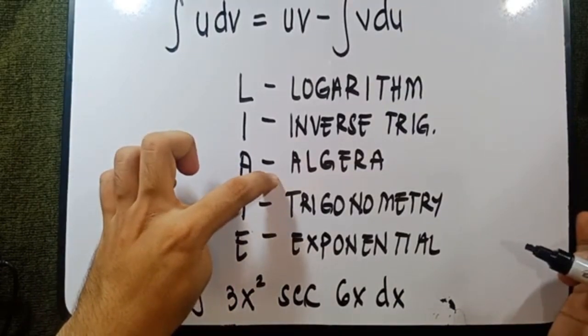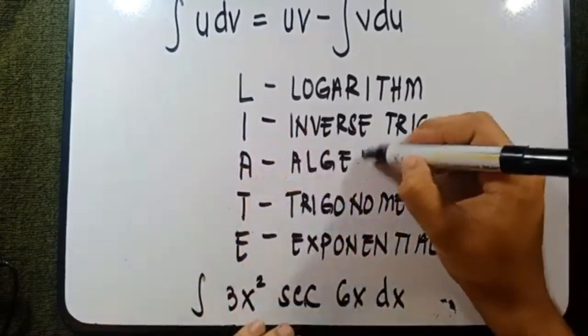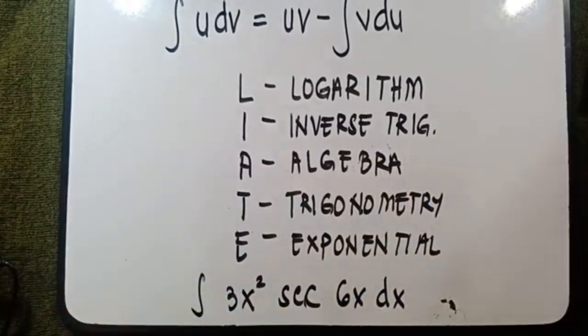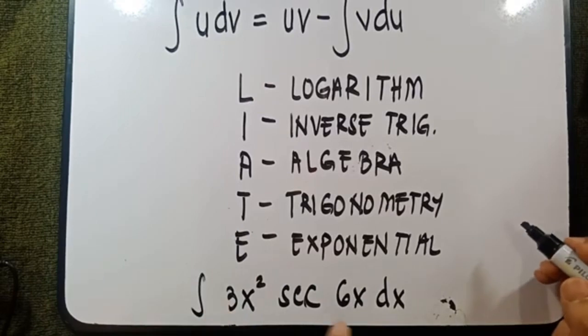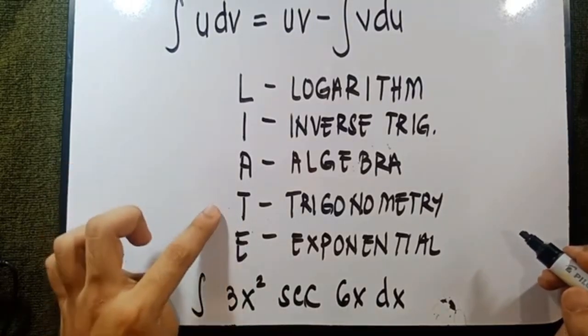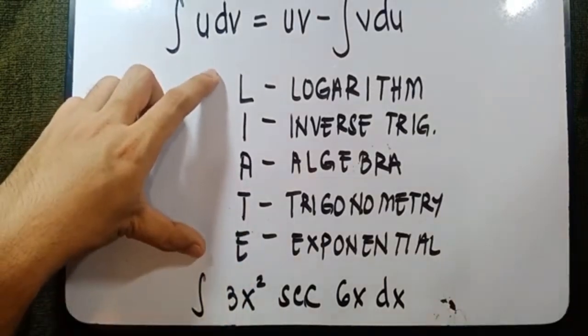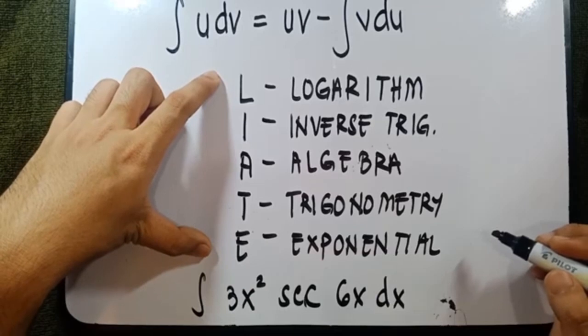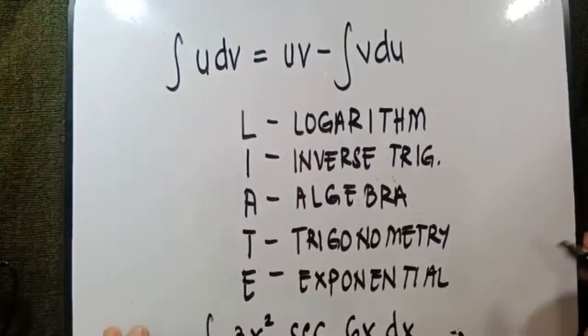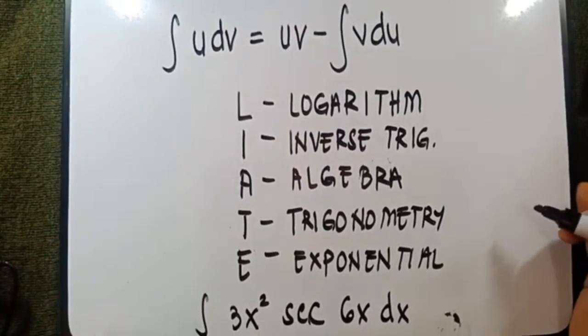Ay, so algebra to, ba't algebra? Algebra. Sorry. Algebra. So, meaning, base dito sa ating given example, ito yung magiging u natin. Kasi algebraic expression to eh. Then, yung dv, etong second, which is trigonometric functions. Tama? Kasi nga, nauna yung algebraic dun sa trigonometric. So, yun yung paggamit ng LIATE. Okay? Doon natin malalaman kung alin yung u, alin yung dv. Alright? So, ayun, yun lang naman yung basic rule sa integration by parts.